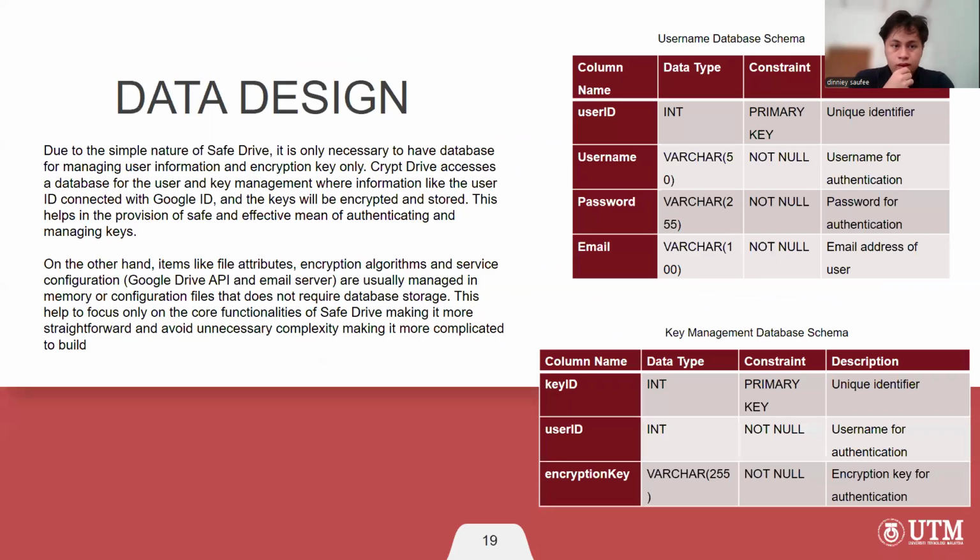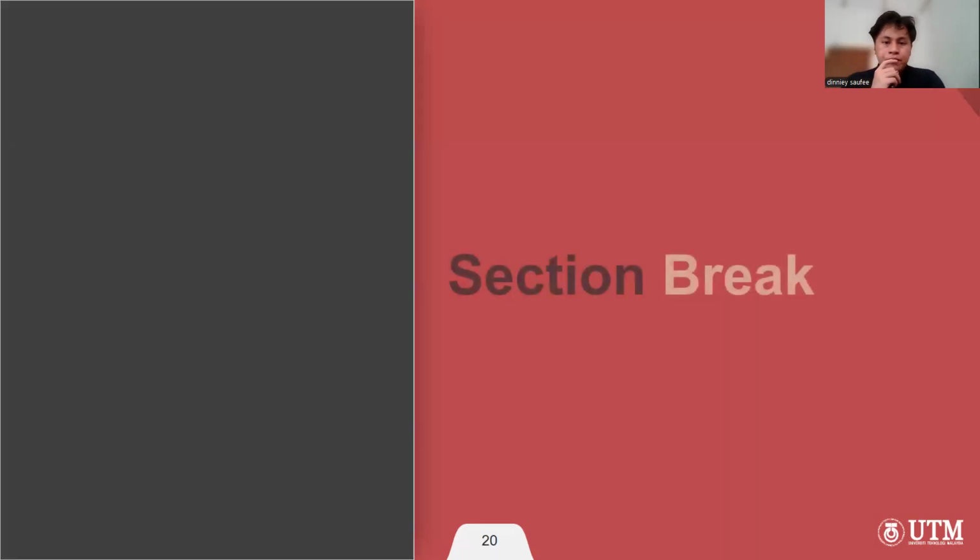For data design, due to the simple nature of the data, it is only necessary to have a database for managing user information and encryption keys, with information like the user ID connected with the key ID. The key will be encrypted and stored. This helps in the provision of a safe and effective means of delegating and managing keys. On the other hand, items like file attributes, the encryption algorithm, and service configuration, Google API and the server are usually managed in memory or configuration files that do not require database storage. This helps focus only on the core functionality of SafeDrive, making it more straightforward and avoiding unnecessary complexity.